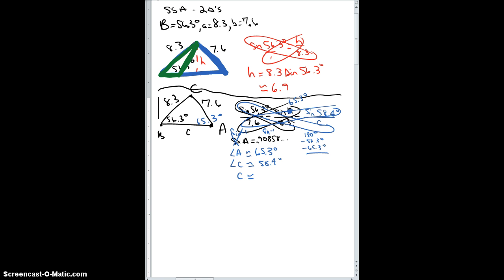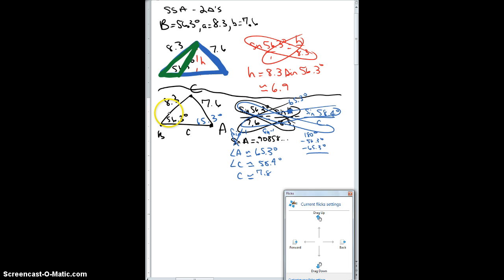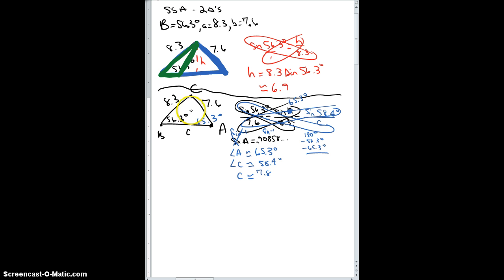So I have the sine of 58.4 degrees times 7.6, enter, divide by the sine of 56.3, and I end up getting about 7.8. So C is about 7.8, and again, whatever your unit is there. All right, so basically, I now know all the angles and all the sides for that triangle right there. So I solved that one. Obviously, I already knew angle B, and I knew the other two sides. So I know all three sides, and I know all three angles.